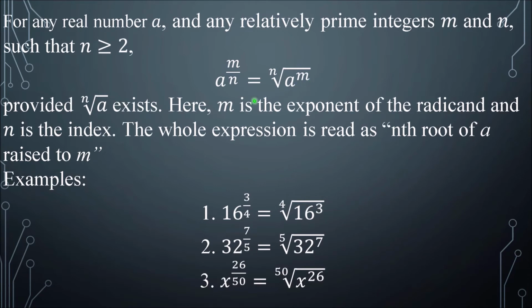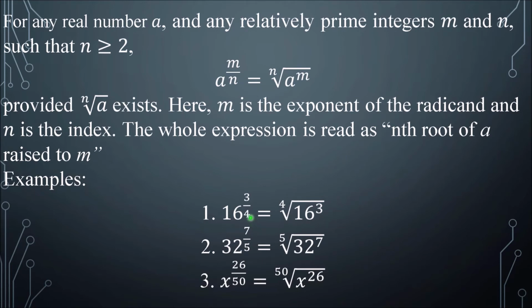So again, the denominator is the index, the numerator is the exponent of the radicand, provided that the nth root of a exists. So here, m is the exponent of the radicand and n is the index. Okay, the whole expression is read as nth root of a raised to m. So let's have an example. 16 raised to 3/4 is equal to 4th root of 16 cubed.